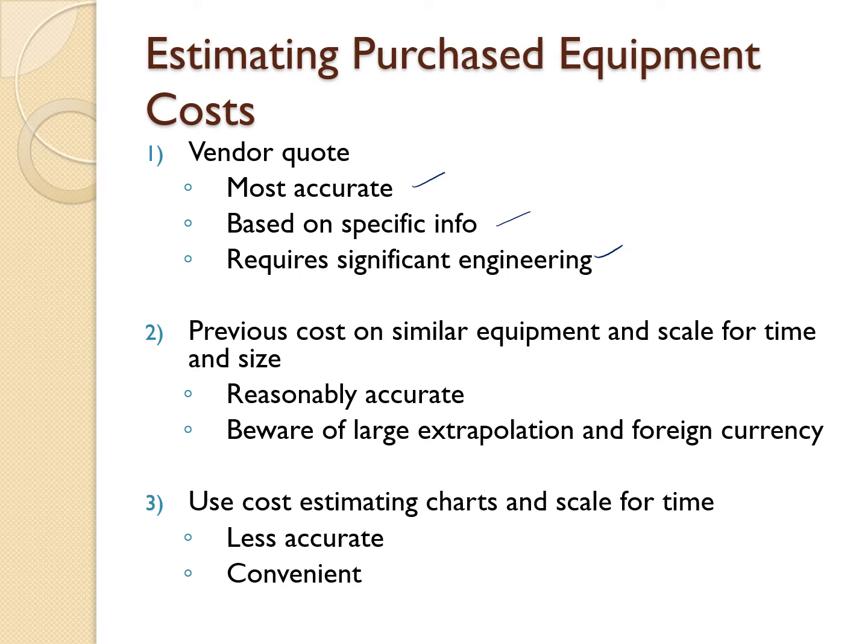So that's why we need to do a forecast or extrapolation in order to know our current costs. Okay, lastly is use cost estimating chart and scale for time. This one also seems like the second method, but the second method is specific on the size. For the third method, we only use the charts and also the time in order to know the current cost of the equipment. This one is less accurate, but it is convenient.